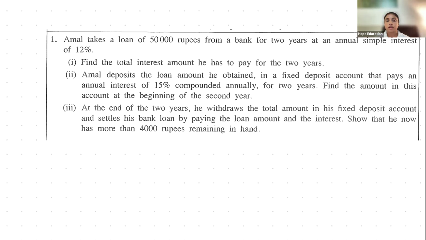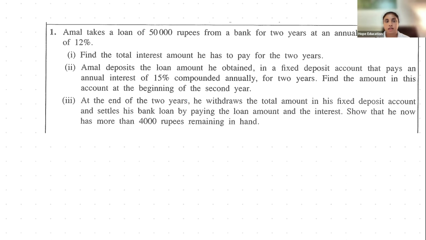We have to talk about loans and compound interest, and can manage. Okay. Okay, let's start the discussion. Amal takes a loan of 50,000 rupees from a bank for 2 years at an annual simple interest of 12%, right? Find the total amount that he has to pay for the 2 years.